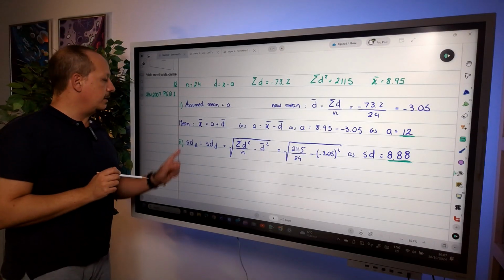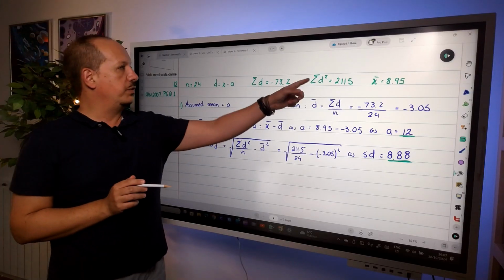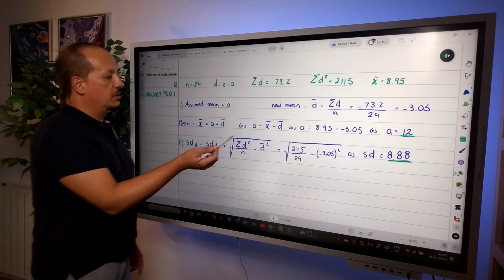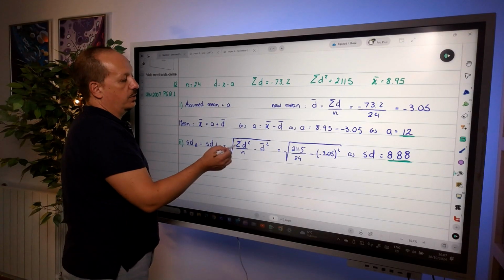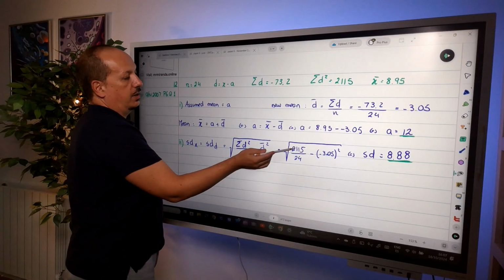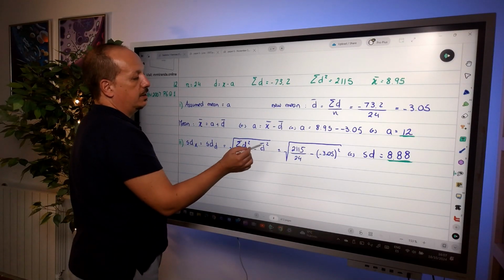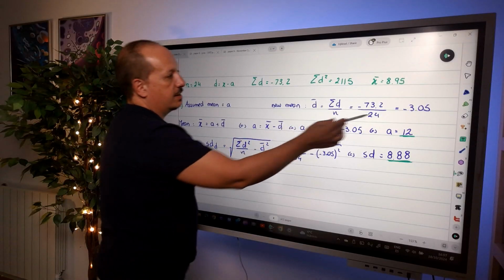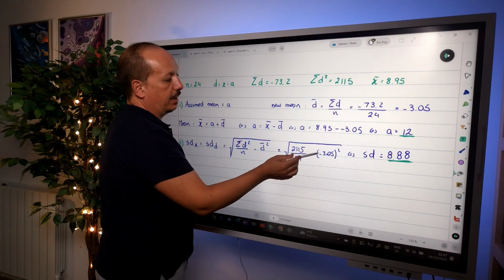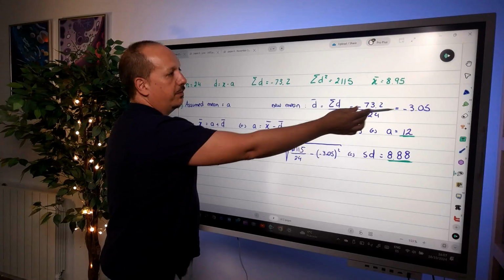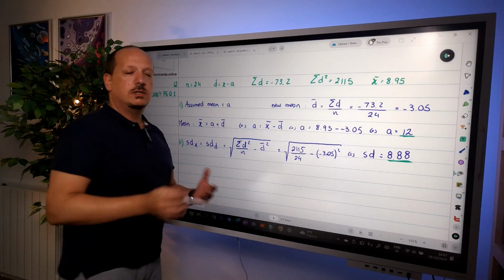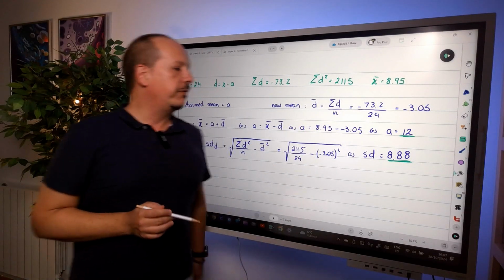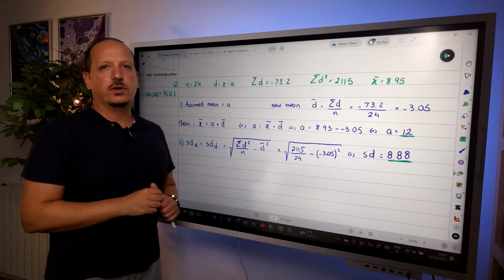I also want the standard deviation. I can use the values over here. For the standard deviation, it's just plugging in what you have there. So this is 2,115 and is 24. The average of the d's is minus 3.05, as we calculated before. Just square it, put it on a calculator, and you have a value of 8.88 for the standard deviation.